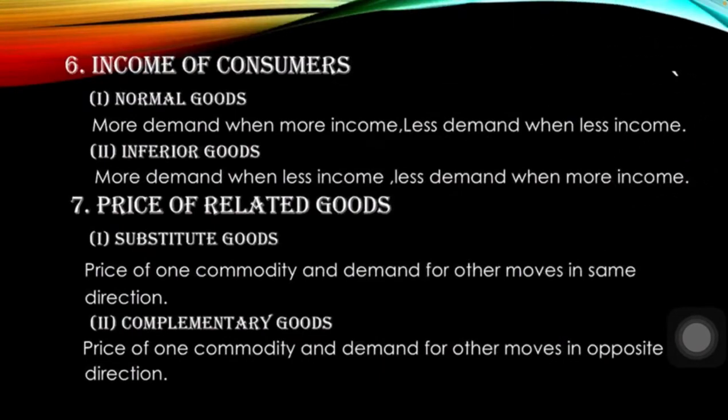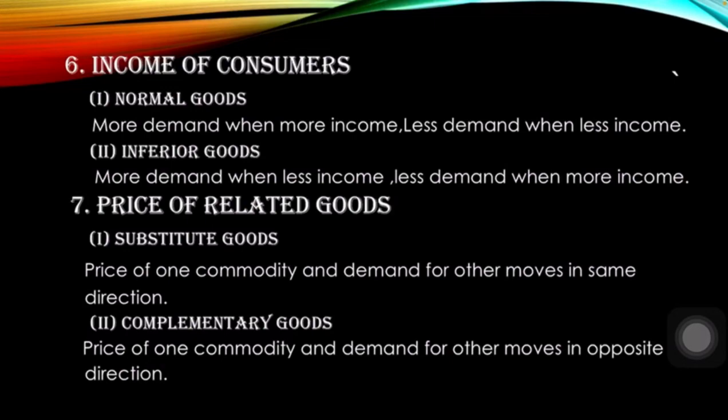Now sixth is income of consumer. First, how normal goods affect the demand. More demand when more income and less demand when less income. Now second, inferior goods. More demand when income is less and less demand when income is more. Inferior goods have an inverse income effect on them, as inferior goods are low quality goods.